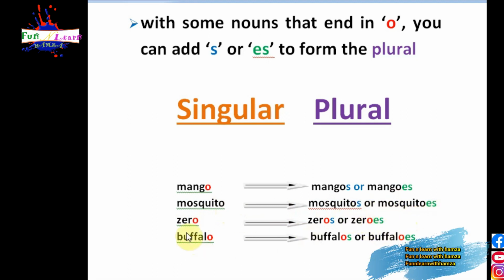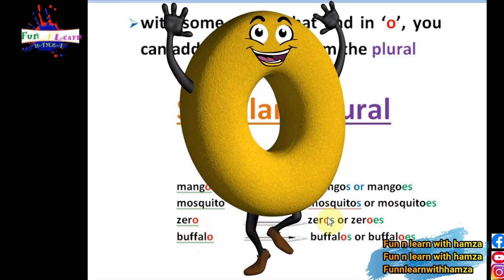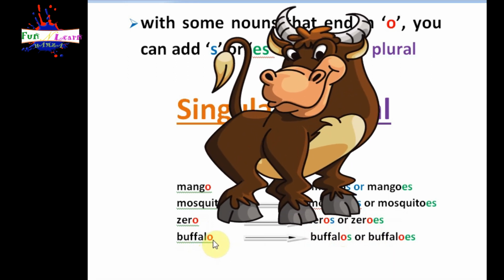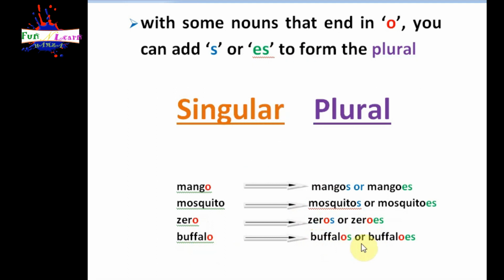Mosquitoes. Zero, again, a singular noun ending in an O. You can either add an S to make it a plural or an ES. Zeros. Buffalo, again, O, singular noun. You can add S to make it a plural or an ES at the end to make it a plural. Buffaloes.